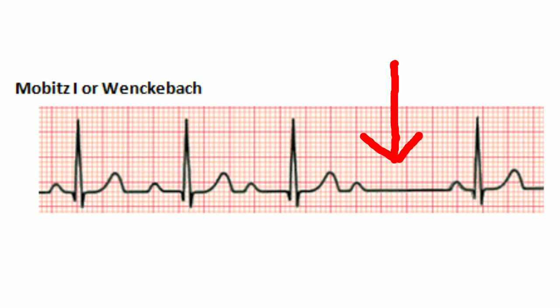You will have a progressive PR interval prolongation, then a P wave and no QRS complex, and it starts all over again. This is known as the Mobitz type 1 second degree heart block. Then there is a Mobitz type 2 second degree heart block, which is a dangerous one. Now the AV node has become more diseased.